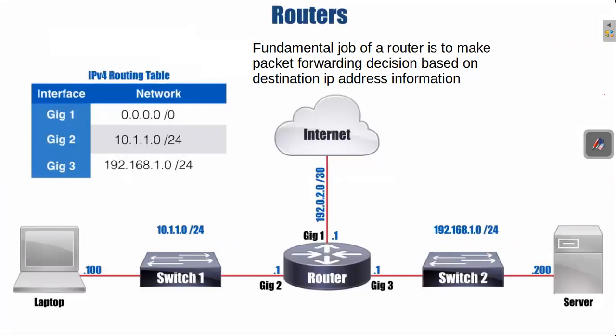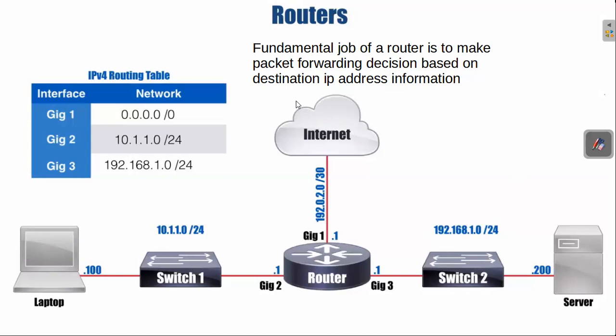Yesterday I discussed the routers, right? I explained what the use of a router is, where we use it. The definition: the fundamental job of a router is to make packet forwarding decisions based on destination IP address information. So we must know the destination IP, then only the source can communicate with the destination.